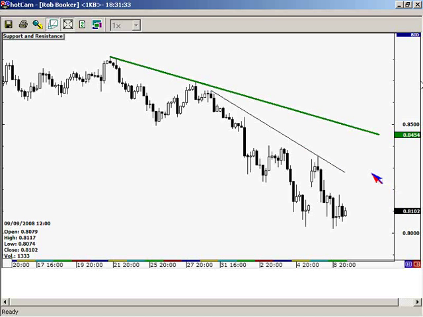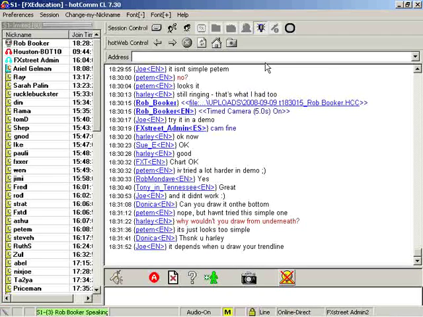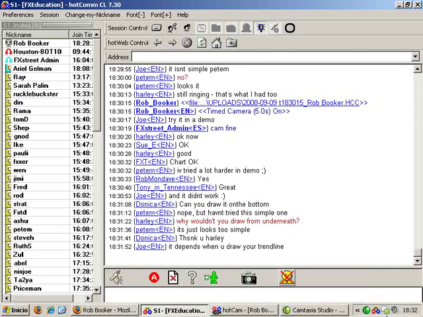Very simple, people. This is the 4-hour. Now, this is a buy trade. Hardy is asking, why wouldn't you want to draw it from underneath? That's really good. It's a good question. What I want to do is just identify which way I think the trend is going, and I'm looking at the longer term, on the 4-hour. I think that it's been going down for a longer time.